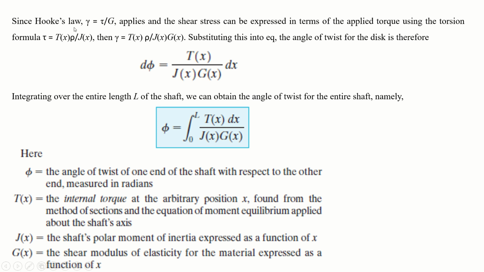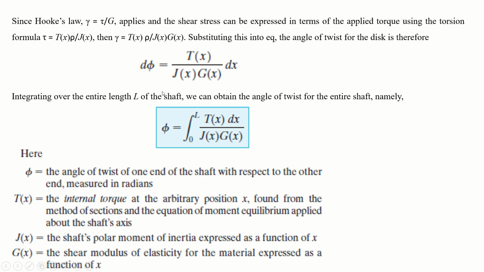Now, since Hooke's law says that shear strain is equal to shear stress over modulus of rigidity, it applies, and the shear stress can be expressed in terms of the applied torque using the torsion formula. In the previous video, we derived this formula that tau is equal to T rho divided by J. So we can put the value of tau in this equation. So gamma will be equal to T rho divided by J times G, right?